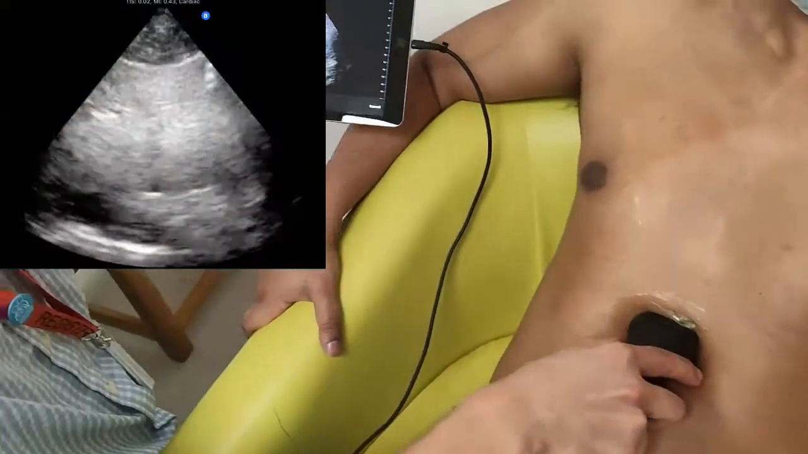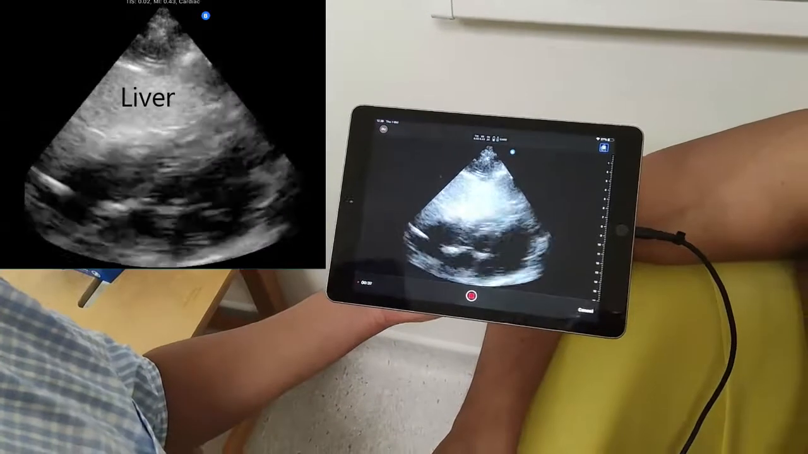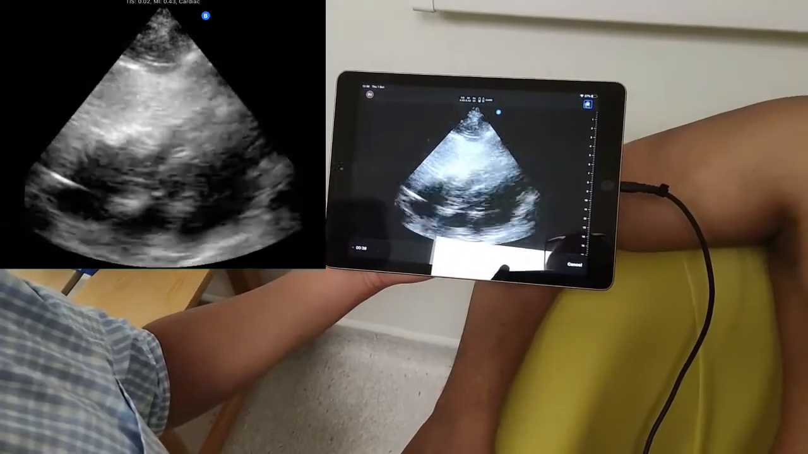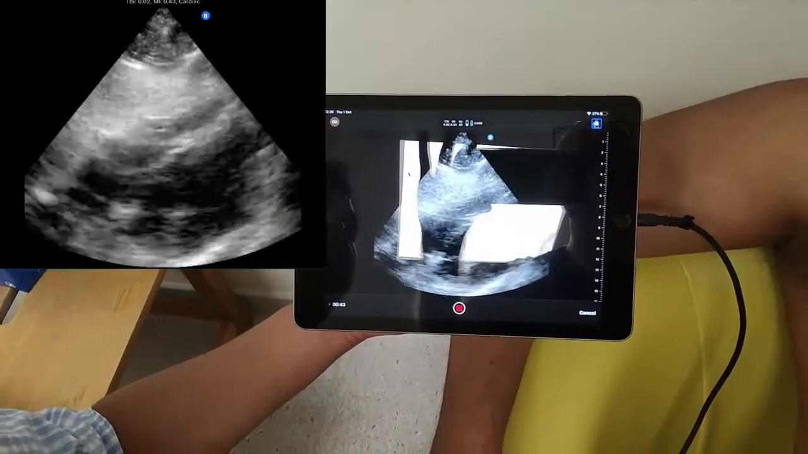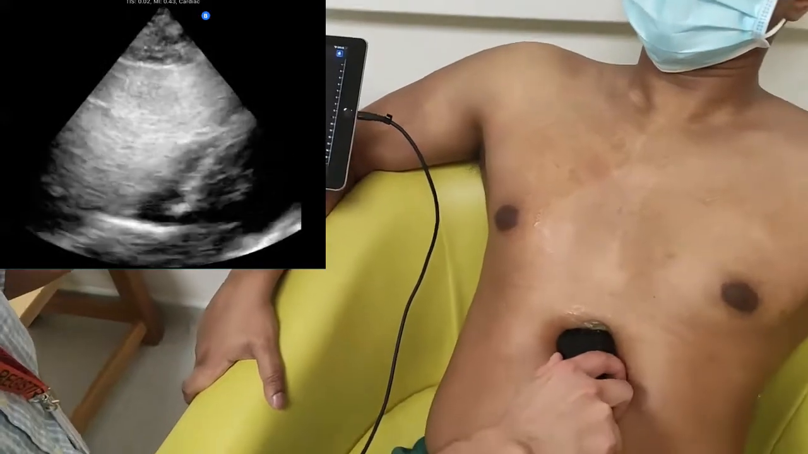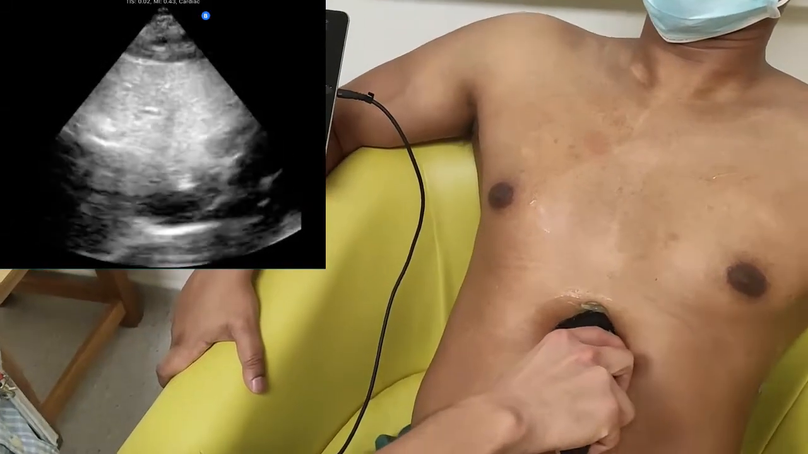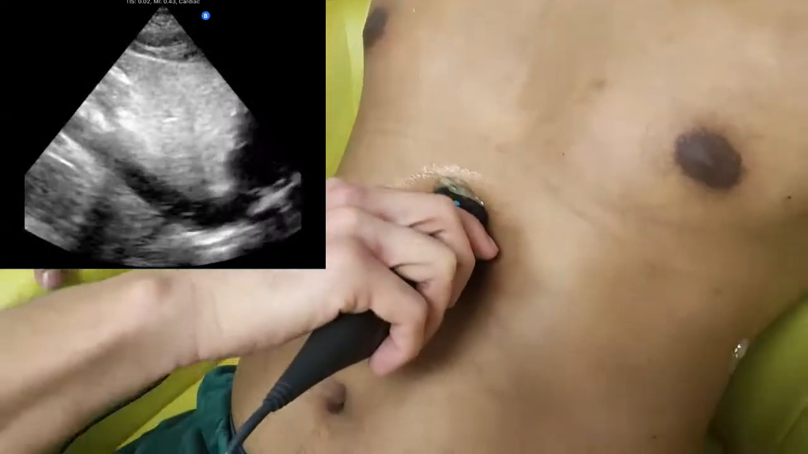You can see that this is the patient's liver coming into view, and as I flatten the probe, I can see the cardiac silhouette come in, and already I'm getting some good information. The heart's beating nicely, it's not severely impaired. And what I'm going to do is bring that IVC right into view by slightly rotating my probe. So you just moved your wrist a bit to rotate.